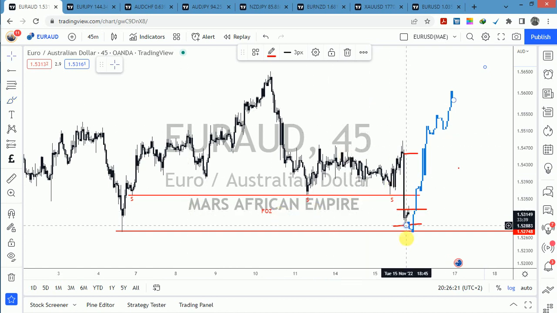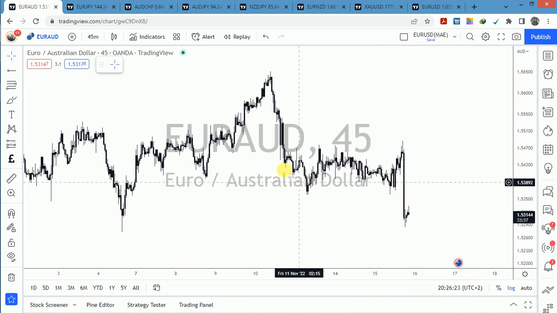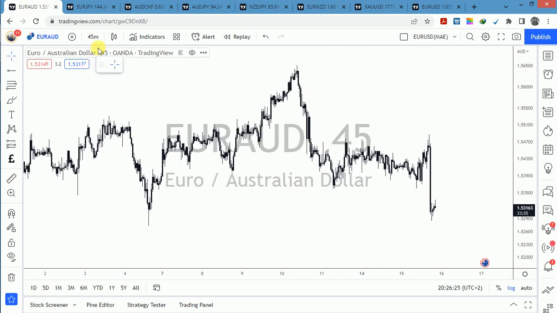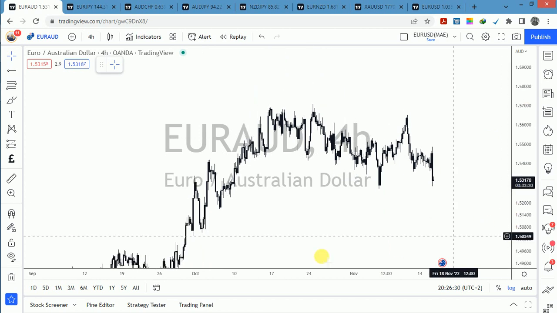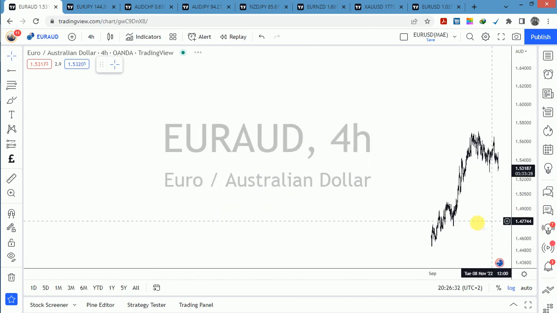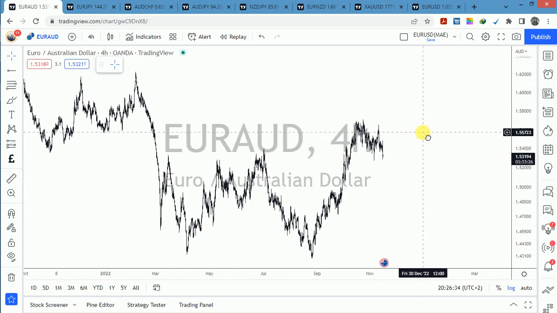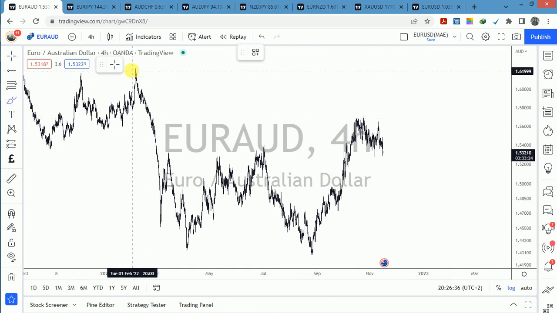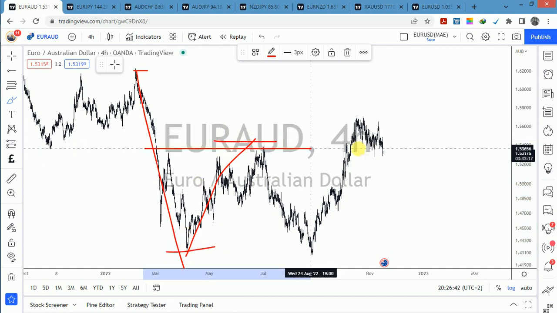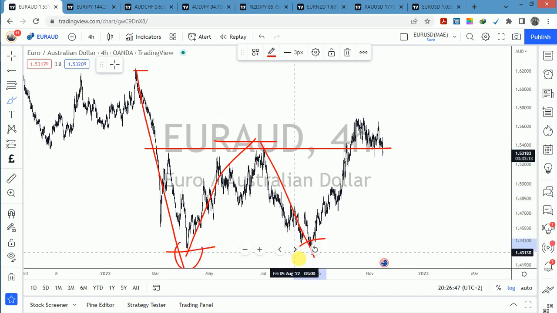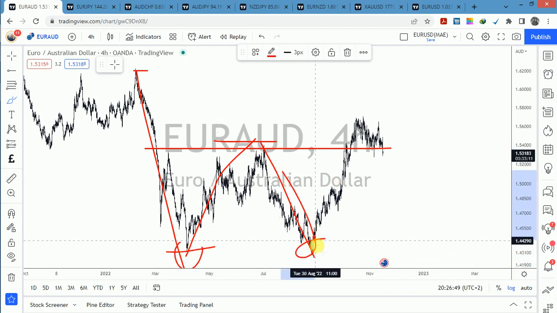So let's start with Euro AUD. What do we see on Euro AUD? If you go into a higher time frame, you can see that Euro AUD started its drop here. It had the drop, and then it had the first rejection, second rejection. That was our neckline. So another drop, then it means it is basically giving us a double bottom.